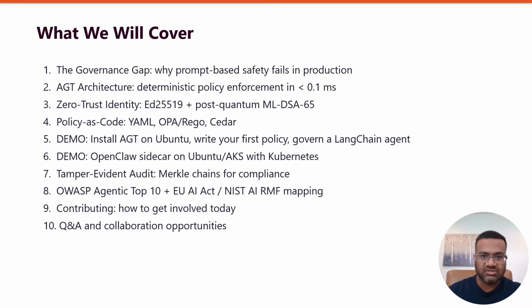We have two visual demos baked into the slides. First, installing AGT on Ubuntu and governing a LangChain agent with a YAML policy. Second, deploying an open governance sidecar on Ubuntu running on AKS, Azure Kubernetes Service.